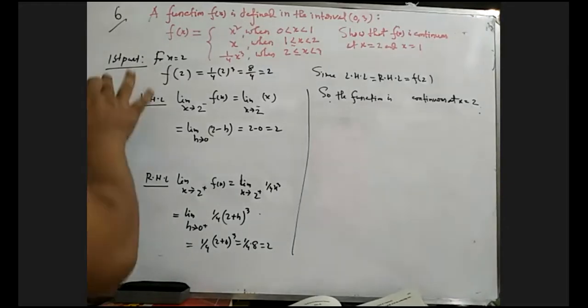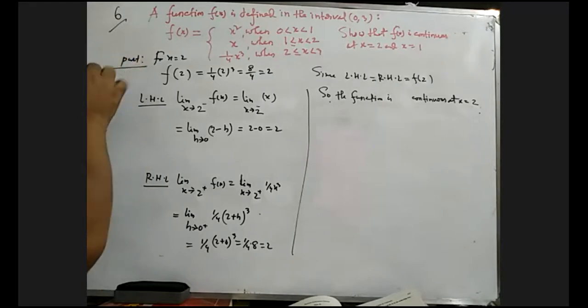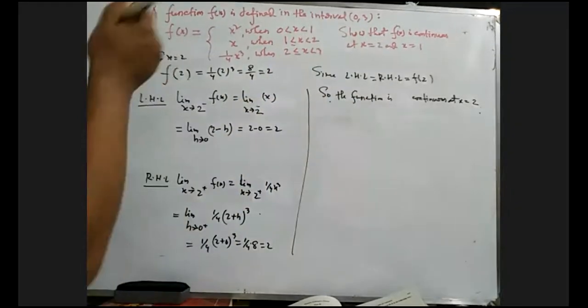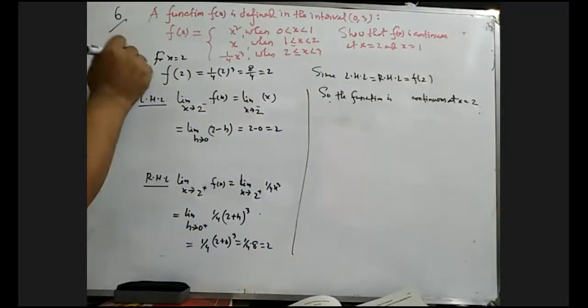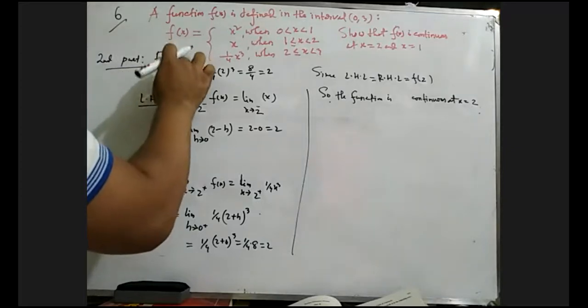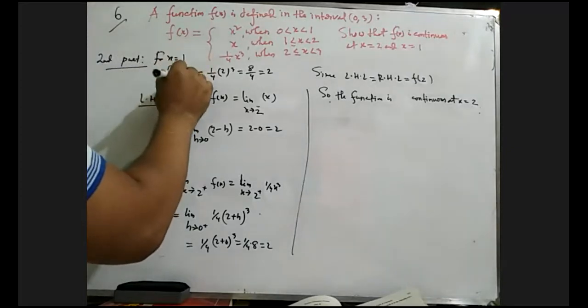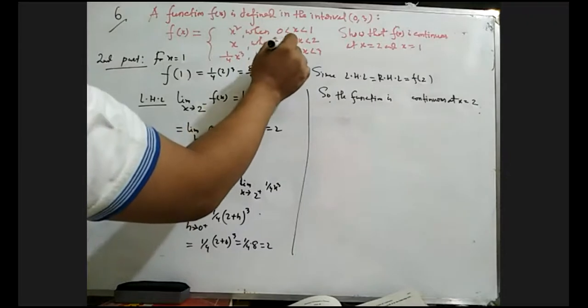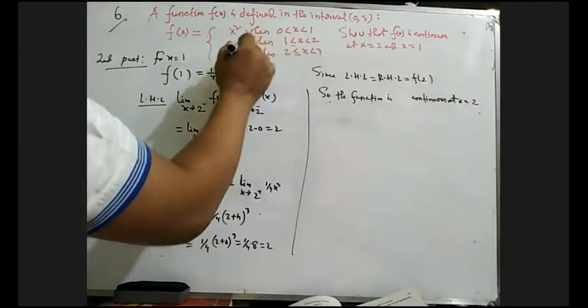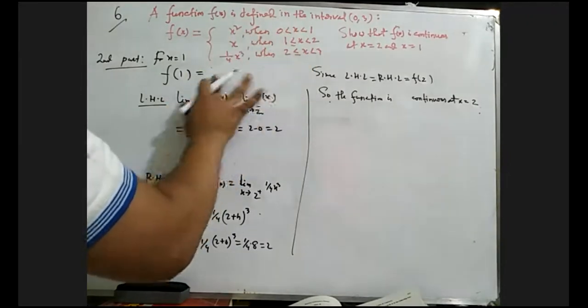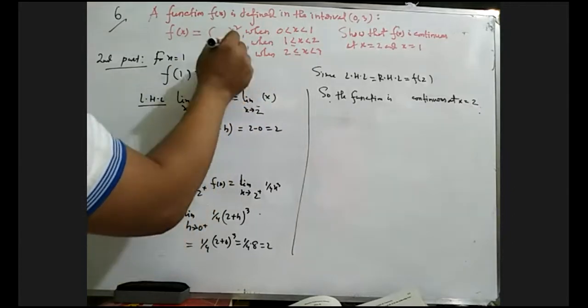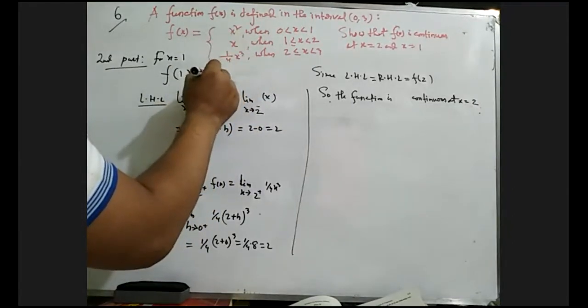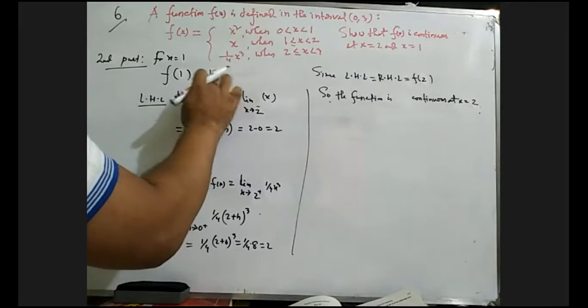Okay, now the second part of this, that means for x equals to 1. For x equals to 1, what would be the functional value? That means 1 less than or equal to x, that means here, so f of x equals x. That means x equals 1, so we get f of 1 equals 1.